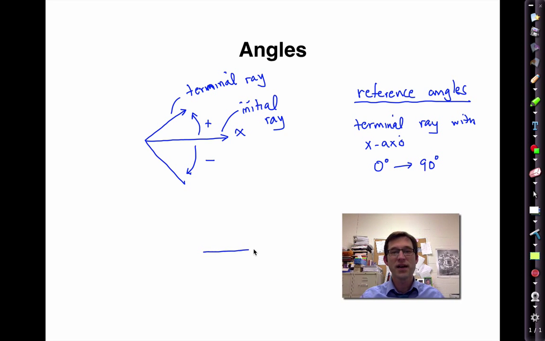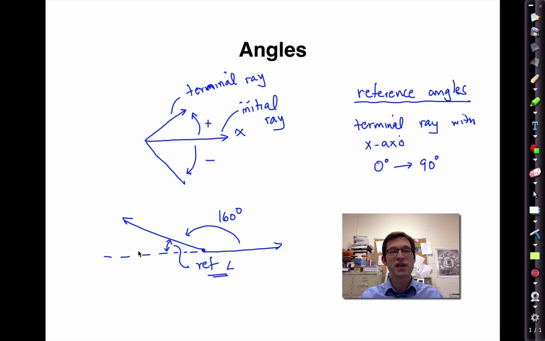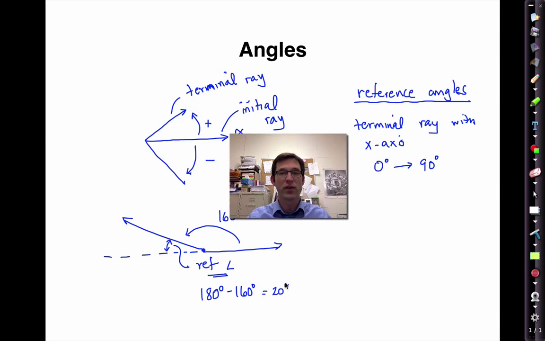So for instance, let's say I had my initial ray, and again, let me put a little dashed line there for the whole x-axis, and let's say that I came over here, right? So that my angle was, I don't know, let's say 160 degrees. All right, its reference angle then would be this thing. That would be its reference angle. All right, but figuring out that reference angle is pretty easy, right? We would just take a full flat rotation or a half rotation around a circle, 180, and we'd subtract 160 degrees and we'd have 20 degrees.